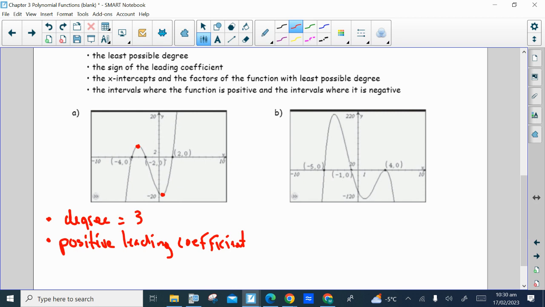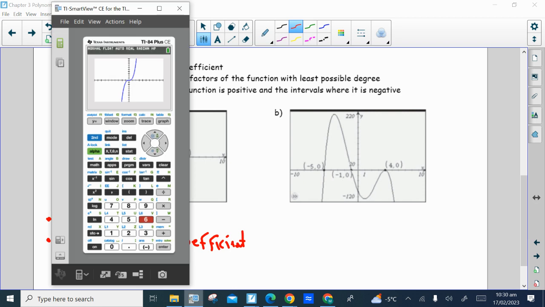Now, let's pause here and talk about what this least possible degree means, okay? For this first example, it can only be a third degree polynomial. That's the only option. However, whenever the graph bounces off the x-axis, all it really means is that that x-intercept has a multiplicity that is even.